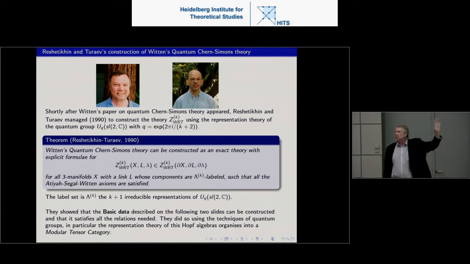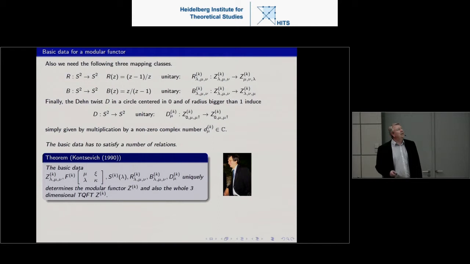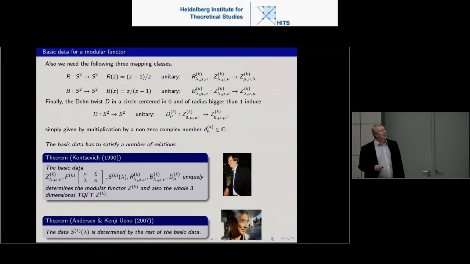Then there was some stuff about basic data, and we had this guy here, another Fields medalist, Maxim Kontsevich, come in and see that that amount of data suffices to determine the whole theory. And then I actually, together with Kenji Ueno, eliminated some part of the data that Maxim was assuming. You don't actually really need this.